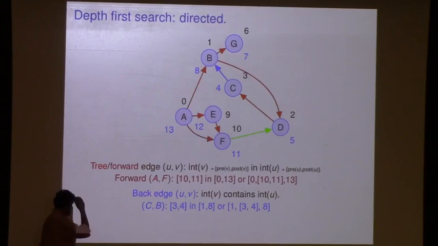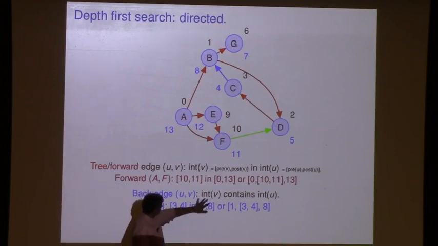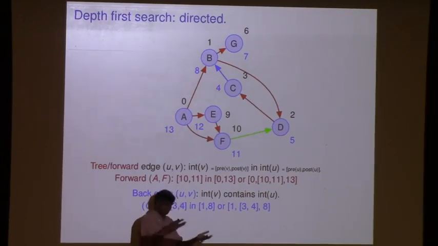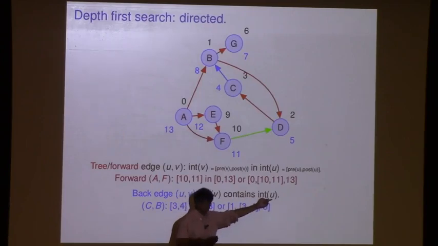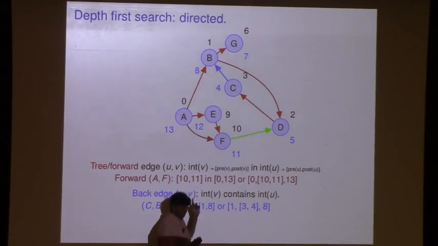Okay? And you can also check it just by using the post and pre-order number. The interval, the time when V is on the stack, seems all formal, but it has an intuitive meaning. It's when it's on the stack. The time when V is on the stack contains the time when U is on the stack. So U points back up to the ancestor. When U sees this edge, UV, it sees that V is on the stack.